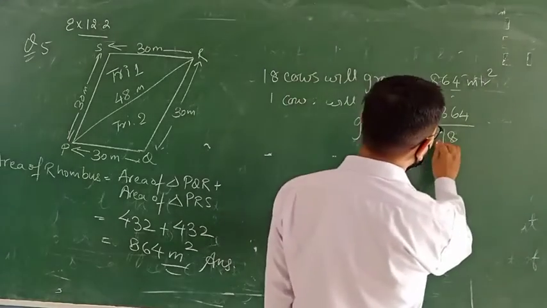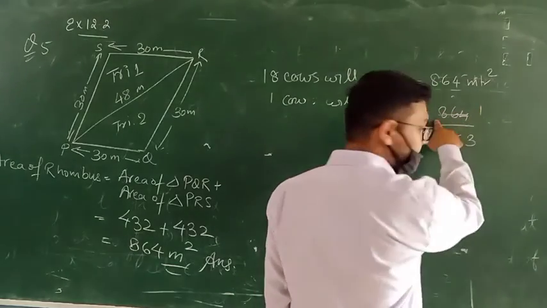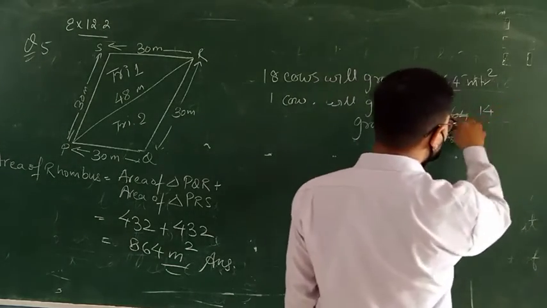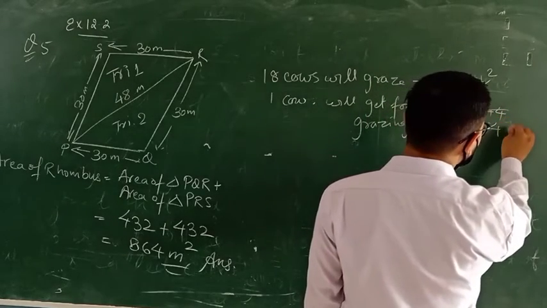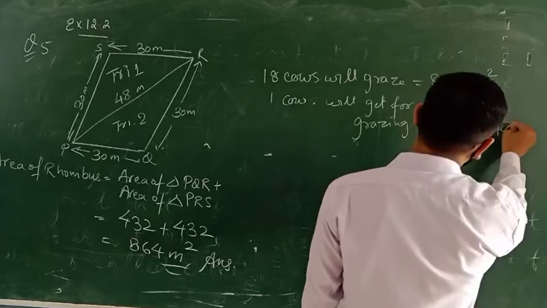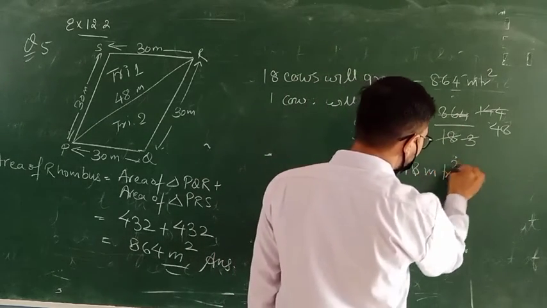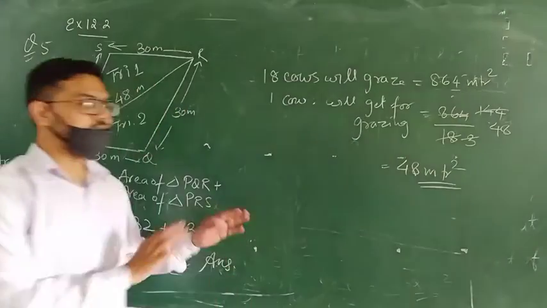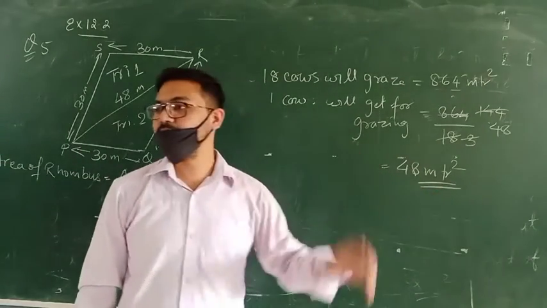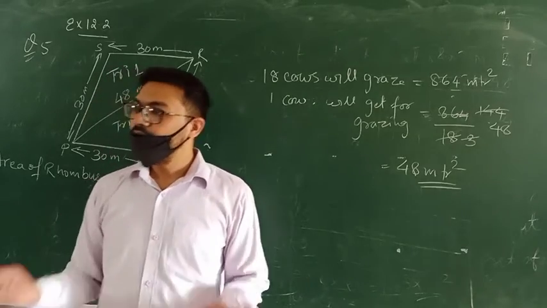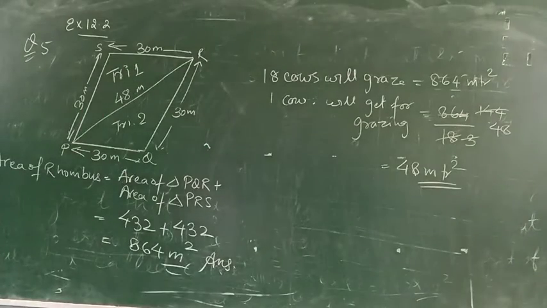Now 6 1s are 6, 6 2s are 12, 6 4s are 24. 6 3s are 18, 6 1s are 6, 26, 6 4s are 24, again 24, 3 4s are 12, and 3 8s are 24, so 48. So 48 meter square is the area that comes under one cow. That is, how much area will one cow graze? She will graze an area of 48 meter square. Is it clear till here? Let's note this down. Now this question is completed.